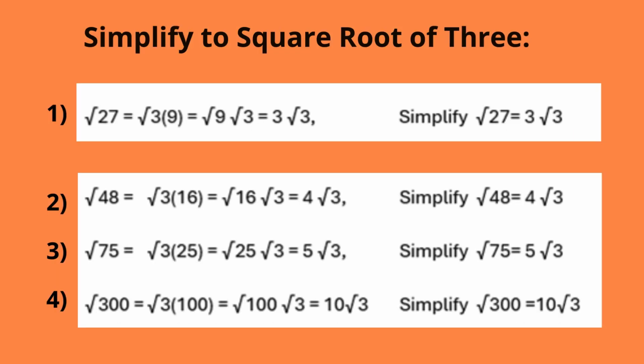Simplify to square root of 3. In example 1, to simplify the square root of 27, since 27 is equal to 3 times 9, the root is taken to 9 and the 3 is left with the square root.